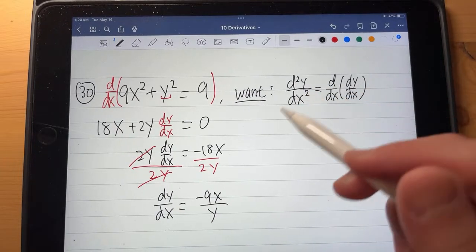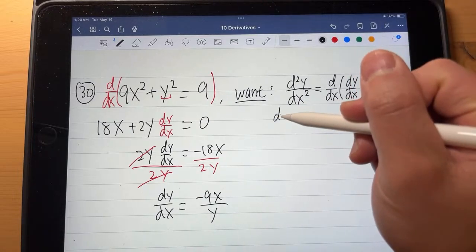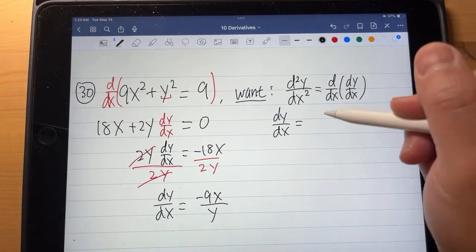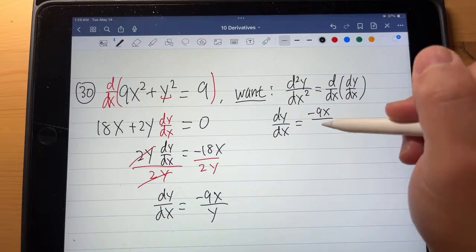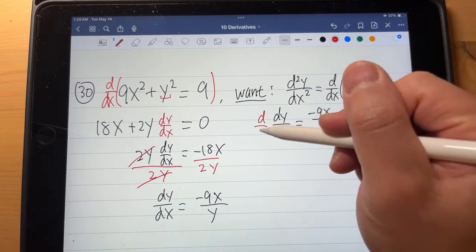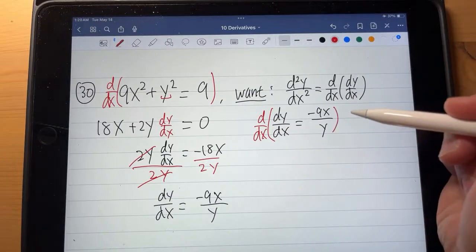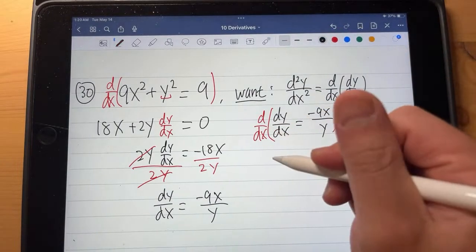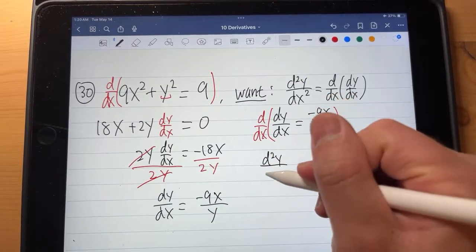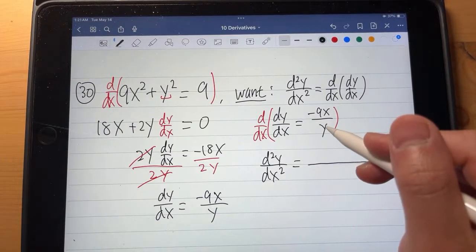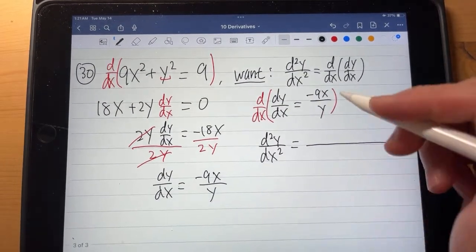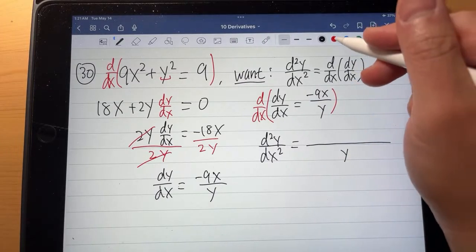So, let's see. For d2y/dx2, I'm going to just write down our dy/dx, which we got, which is negative 9x over y. And then I will just have to differentiate this with respect to x again. On the left-hand side, we get precisely d2y/dx2. On the right-hand side, yes, we are going to use the quotient rule for the first time of the night. I'm going to square the bottom function before I forget. So we have y squared.